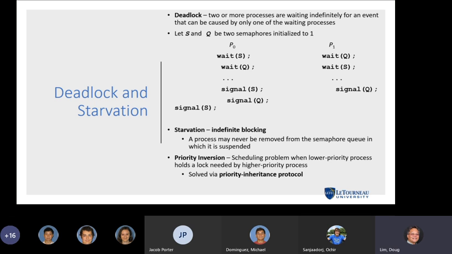One example of this is priority inversion, in which a process with a lower priority than a higher priority process has a resource that the higher priority process needs. The solution is that when the lower priority process is using the resource required by the higher priority process, its priority is escalated to that of the higher priority process that needs the resource it's using. So that is priority inversion.